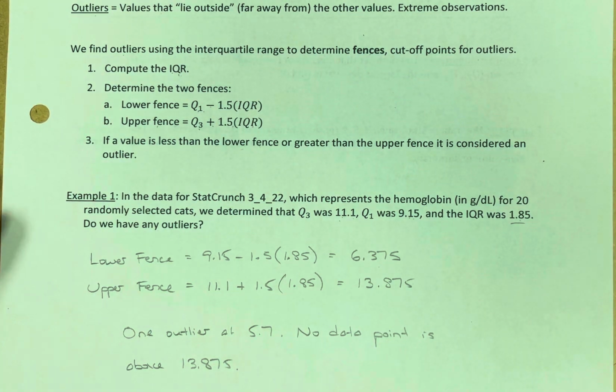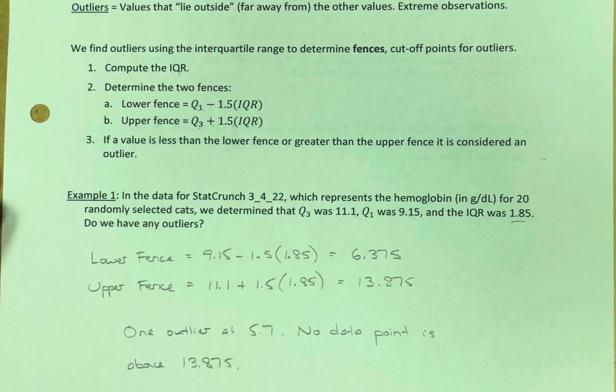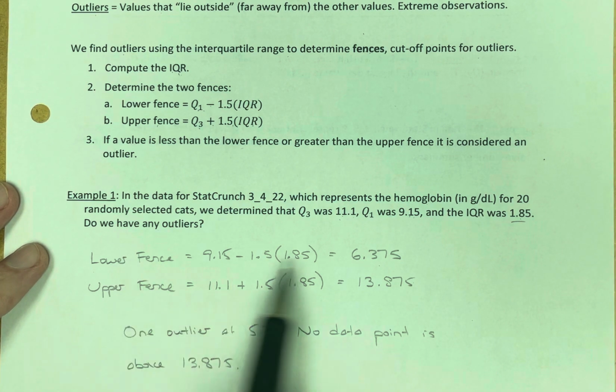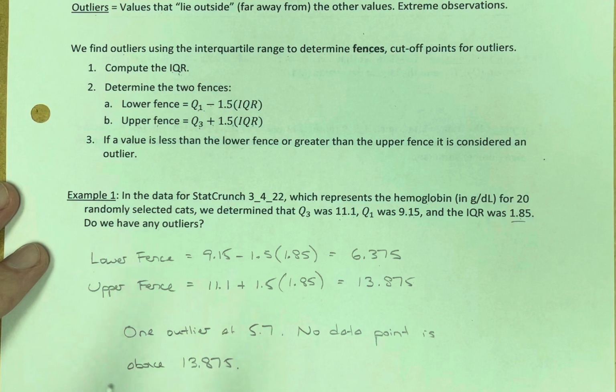So there we have it. We've just determined our fences, and then we've determined if we have any values that are outliers, and if so, what they are. You can have outliers on either end, one or the other. You can have both. You can have none. You need to make use of calculating your fences and then going to look for them.